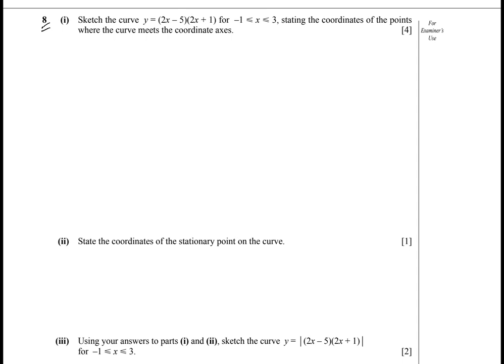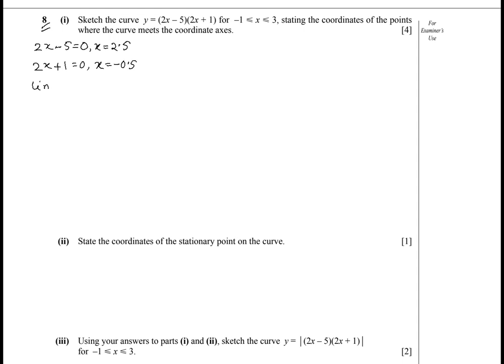On the x-axis, the y coordinate of any point is 0. Therefore, we can write 2x minus 5 equals 0, which gives us x equals 5 over 2. That means x equals 2.5. Similarly, for 2x plus 1, we can write 2x plus 1 equals 0, which gives us x equals minus 1 over 2. That means x equals minus 0.5.